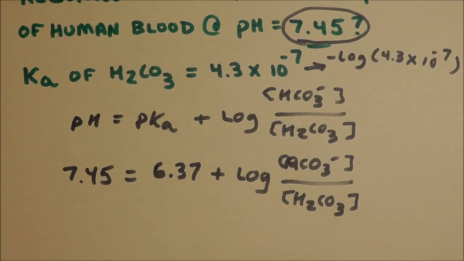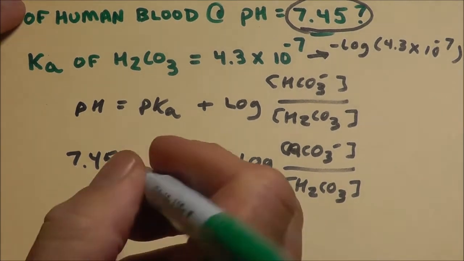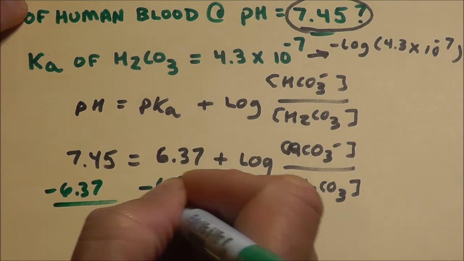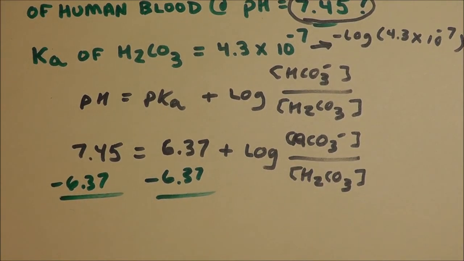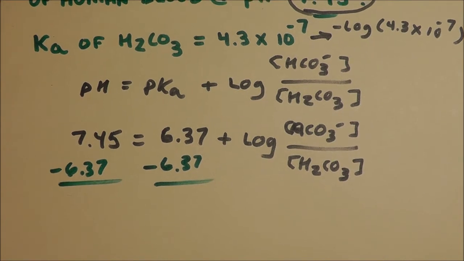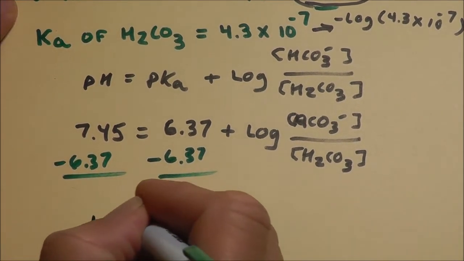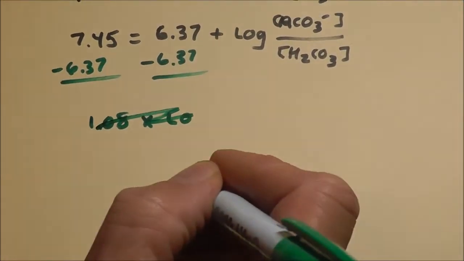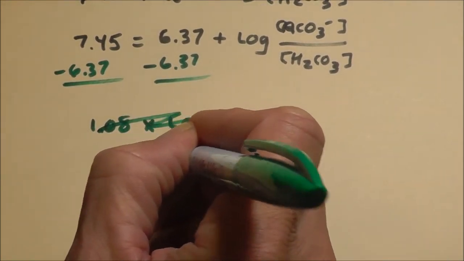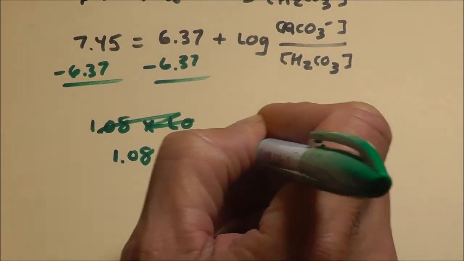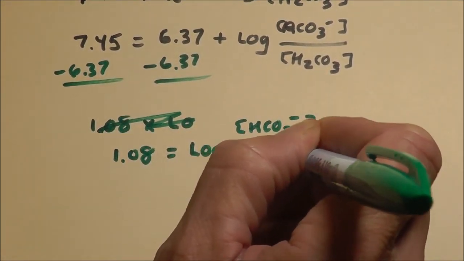So I'm going to clean this up, and I'm going to subtract 6.37 from both sides. And of course that would fall out on the left and on the right, and then 7.45 minus 6.37 would be 1.08, which is going to be equal to what? 1.08 is equal to the log of HCO3 minus divided by H2CO3.